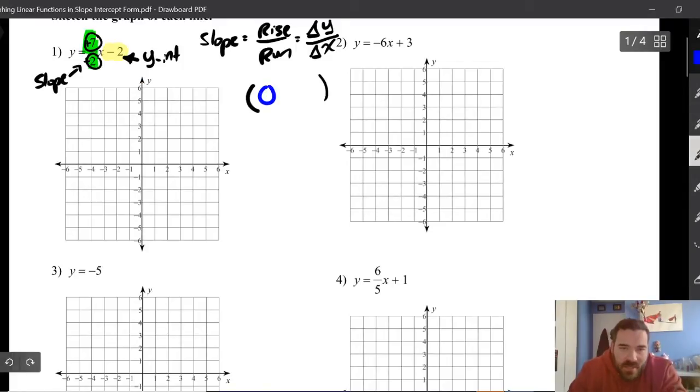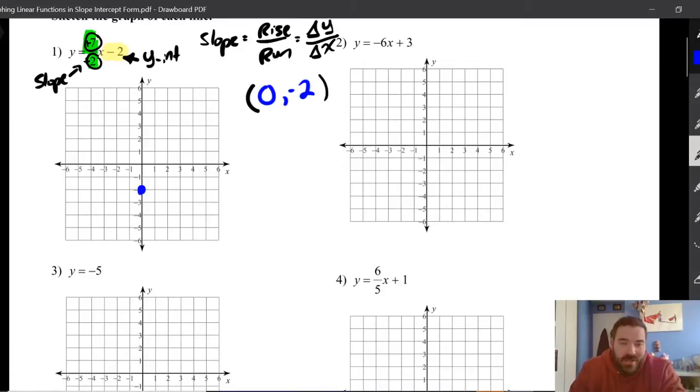So it's going to be 0 and negative 2 because we write coordinates x and y. So I'm going to draw a point at 0 and negative 2 right here. So that's where the line crosses the y-axis.